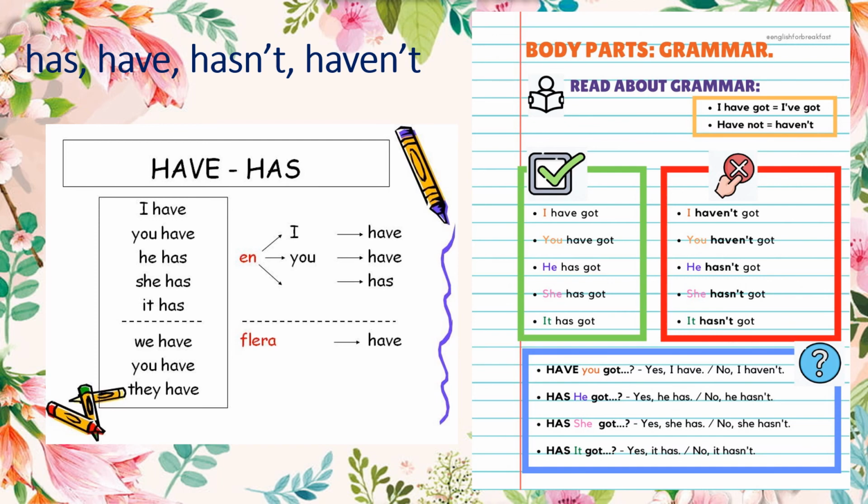Now, when it's a positive statement, we will say I have got, or the short form, I've got. When it comes to a negative statement, I haven't got, you haven't got, he hasn't got, she hasn't got, it hasn't got. Alright, when someone asks you, have you got anything, you can just say, yes I have, no I haven't. Okay, these are several examples. This is all a sort of revision for you.